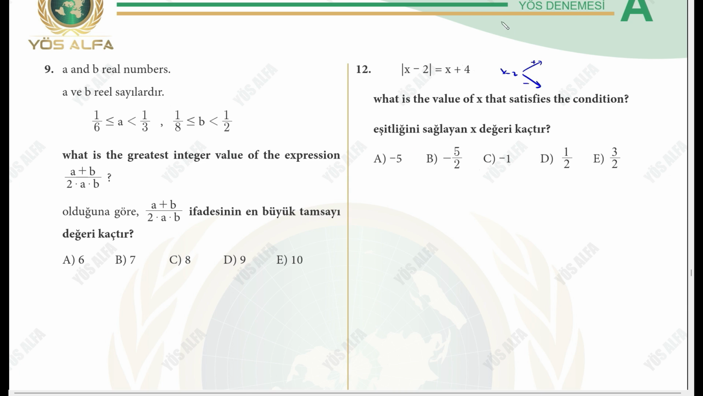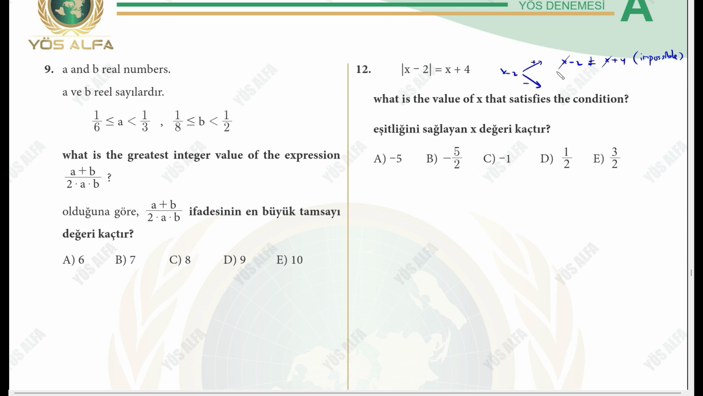If it is positive, then we'll have this equation x minus 2 equals to x plus 4. When x cancels out, we know that minus 2 is never equal to 4, so this is impossible. We reject this case, so x minus 2 can never be positive.